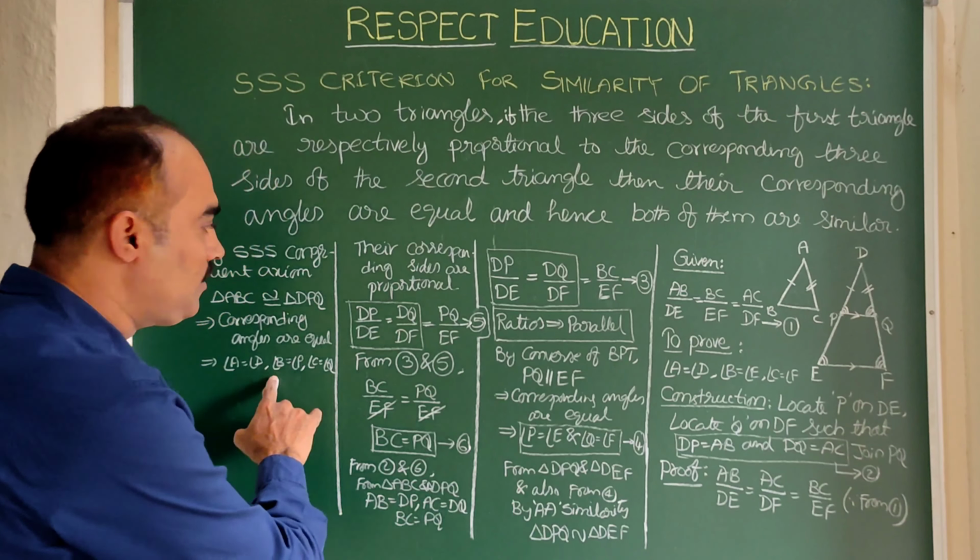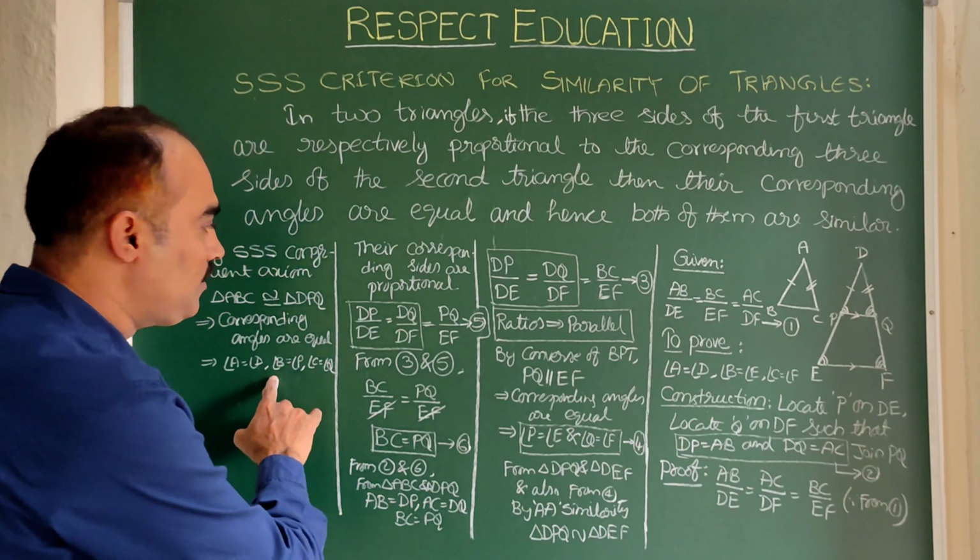Here I repeat at this moment. Since ABC is congruent to DPQ, we got the congruency. Corresponding angles are equal. So angle A equal to angle D, that's what I have written as it is. Angle B is equal to angle P, that is also mentioned here. Angle C is equal to angle Q. Now angle A equal to angle D, let us leave it as it is. There is no problem with that because we need to prove angle A equal to angle D.